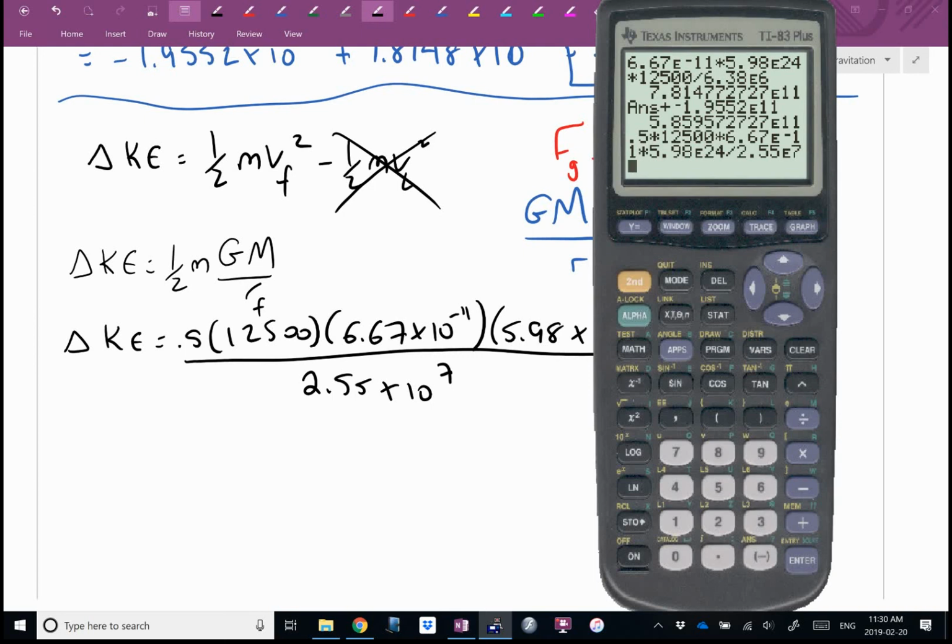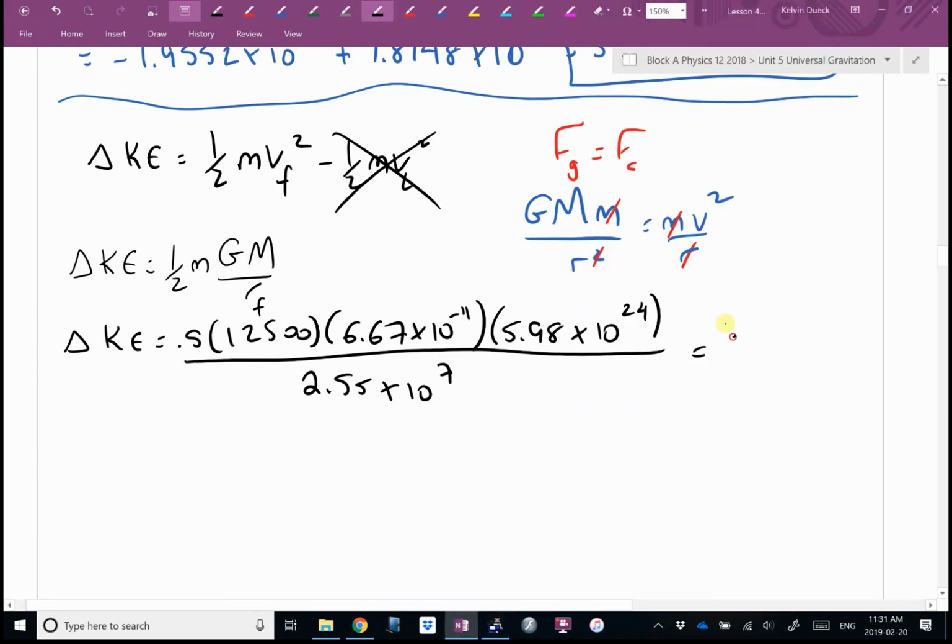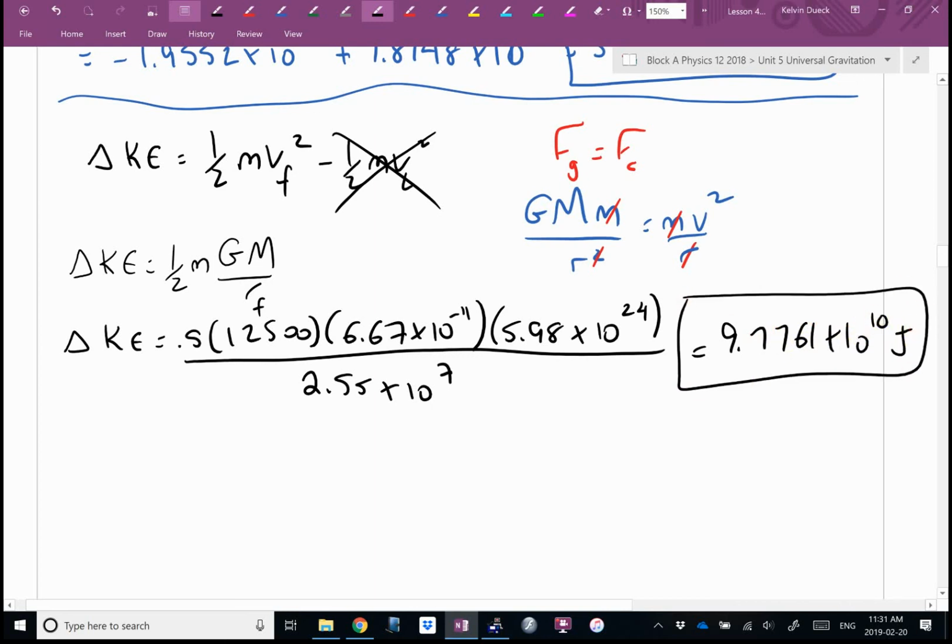This, by the way, is the single longest question of the year, where I ask you to find how much work, and I don't give you the speed, I just give you the radius. Or I could just give you the period, which you could use to find the radius, because if you know one, you know the other. I got 9.7761 times 10 to the 10th joules. Are we done? No. What did this question want us to find in the first place?